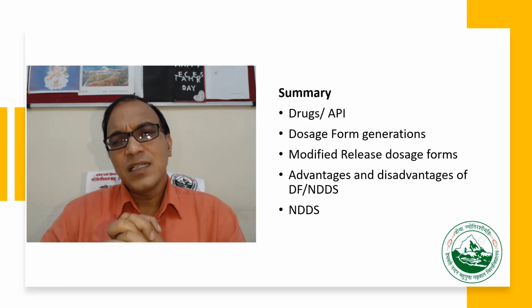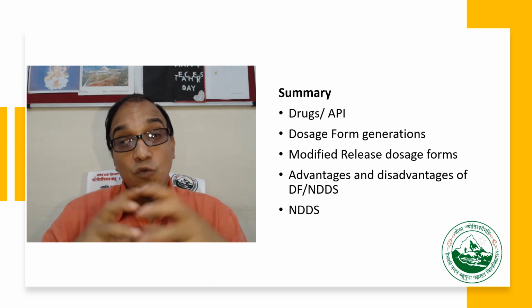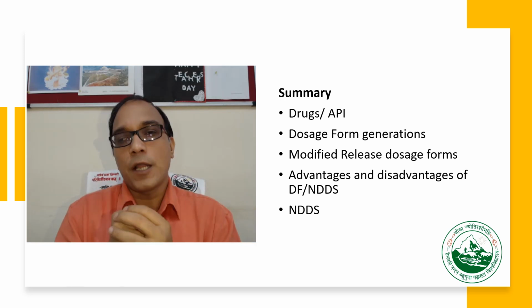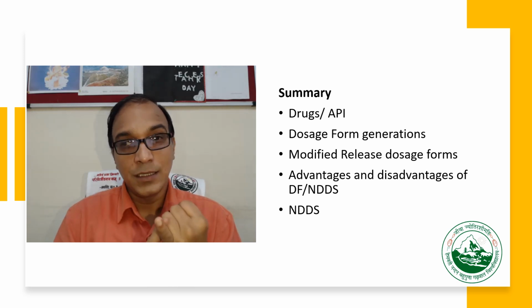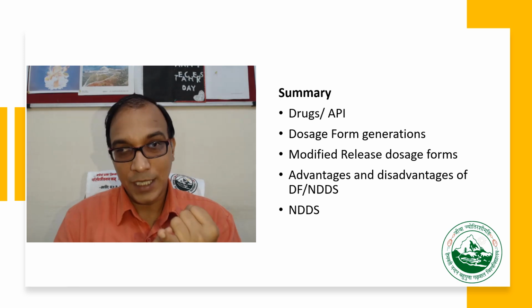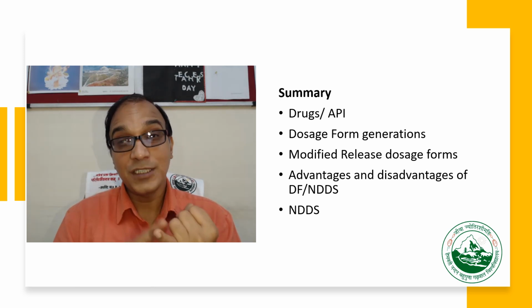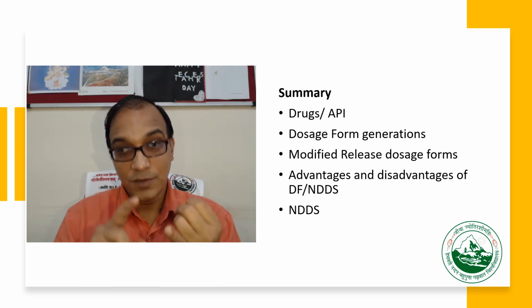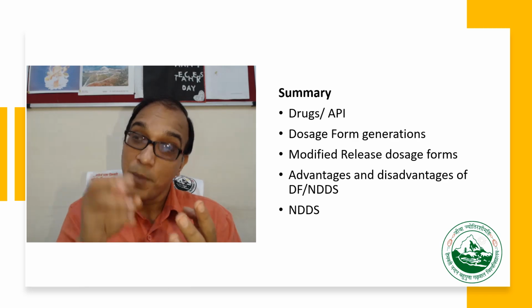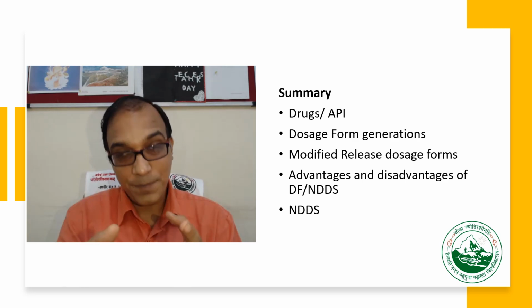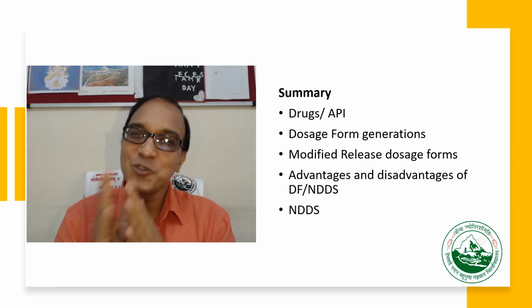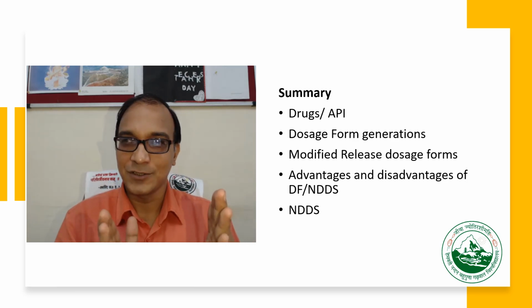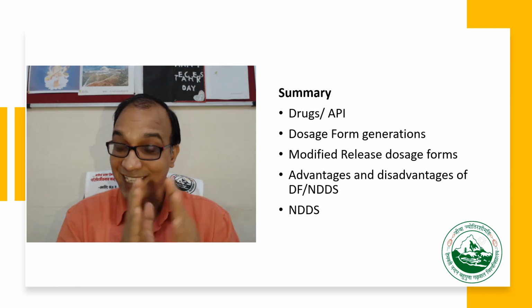Now friends, let us discuss what we knew so far. First, what are drugs? Drugs are chemical compounds which are intended for therapeutic action, and when the API is mixed with excipients, they make the dosage form. Okay, and dosage forms have two generations, first generation and second generation. Okay, first generation spontaneous, second generation temporal.